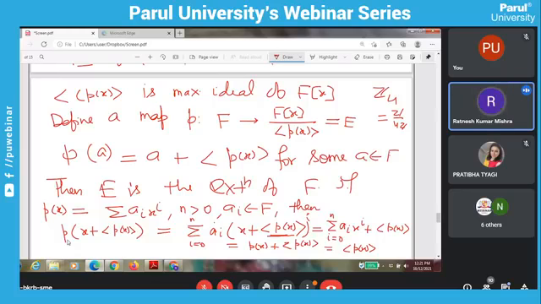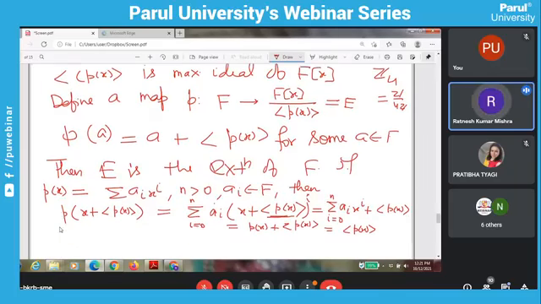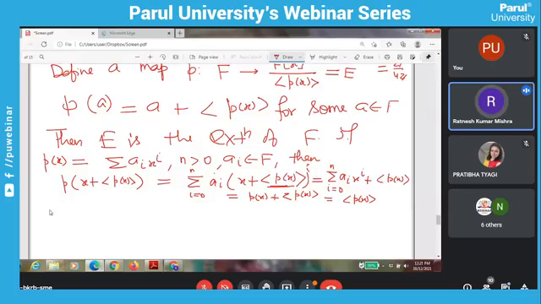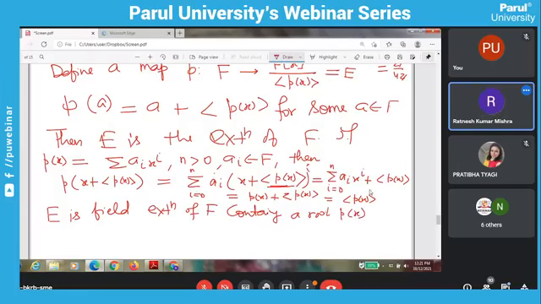So therefore, we can say that E is a field extension of F containing a root of Px, namely x plus the ideal generated by Px.